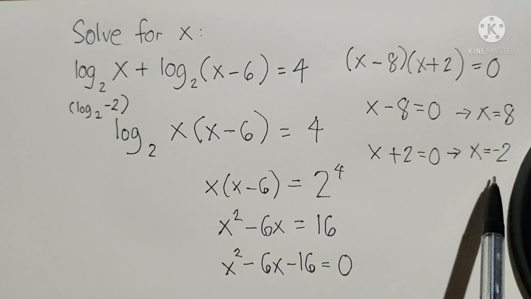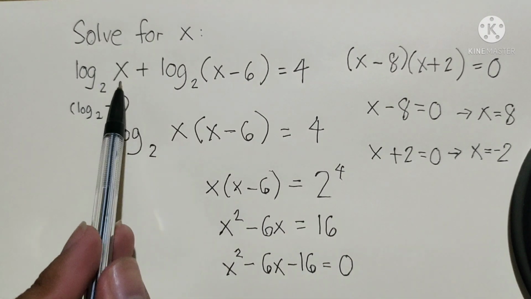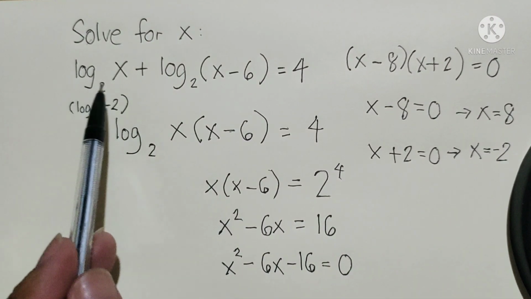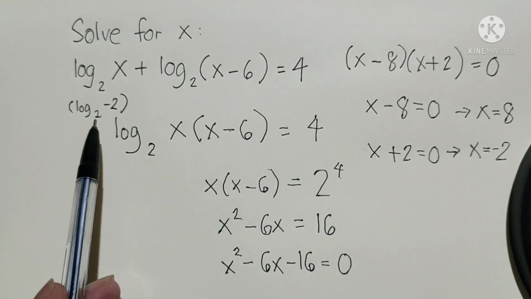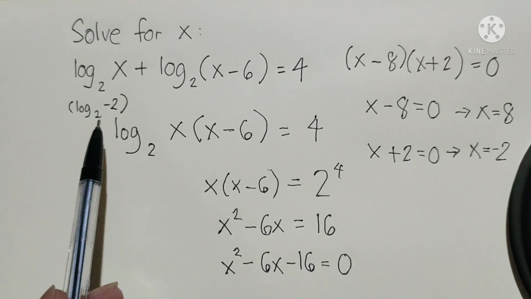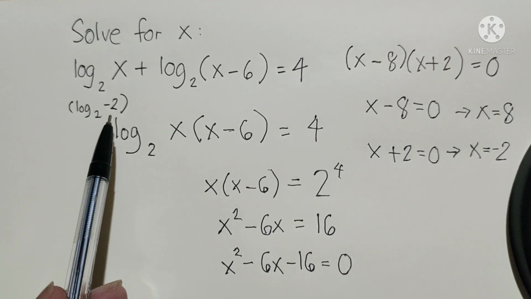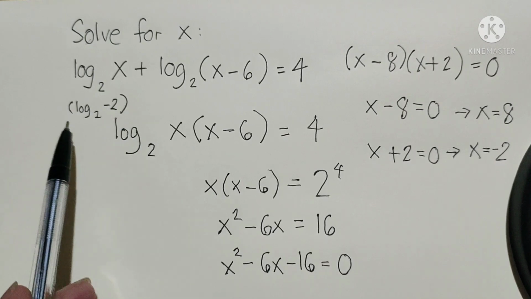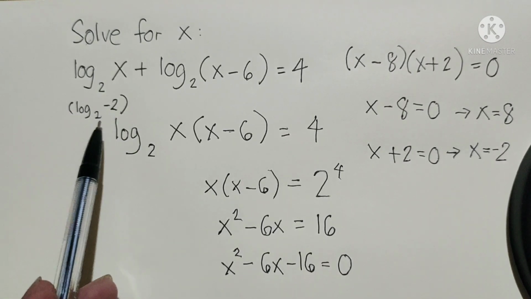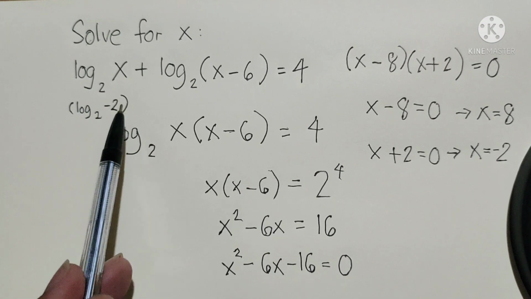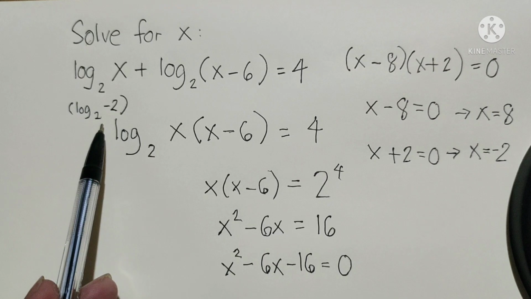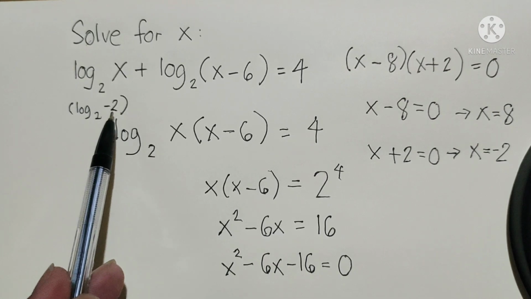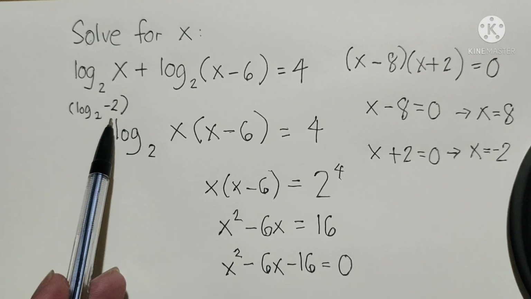However, kapag pinlug in natin si negative 2 dito sa x sa expression na ito sa first term natin, then we'll have the log of negative 2 to the base 2, which is impossible, which does not make sense. Kasi, saan mo nga ba i-raise si 2 para ang kanyang value ay negative 2? Hindi ba kapag ni-raise natin si 2 sa kahit anong number, palaging ang value niya dapat ay positive? It's impossible na magkaroon ka ng negative na value.